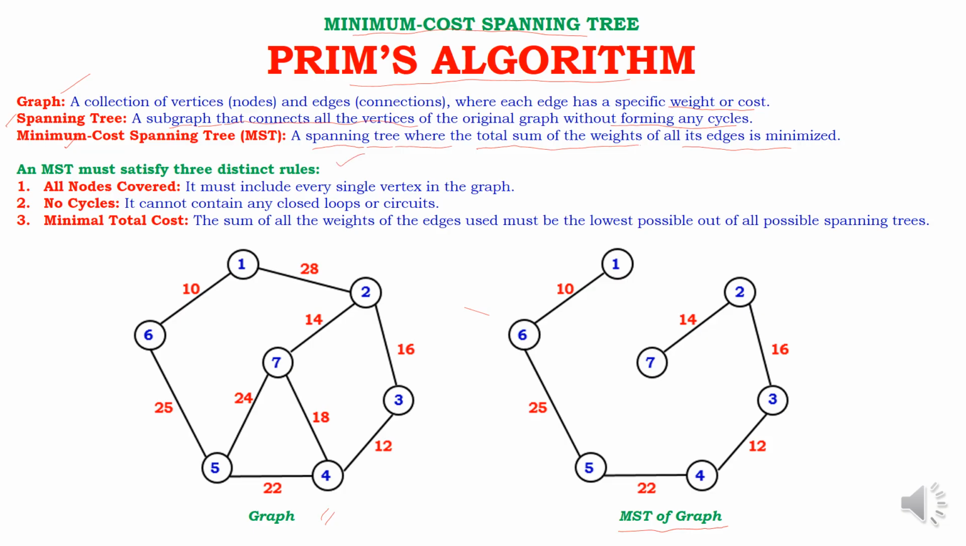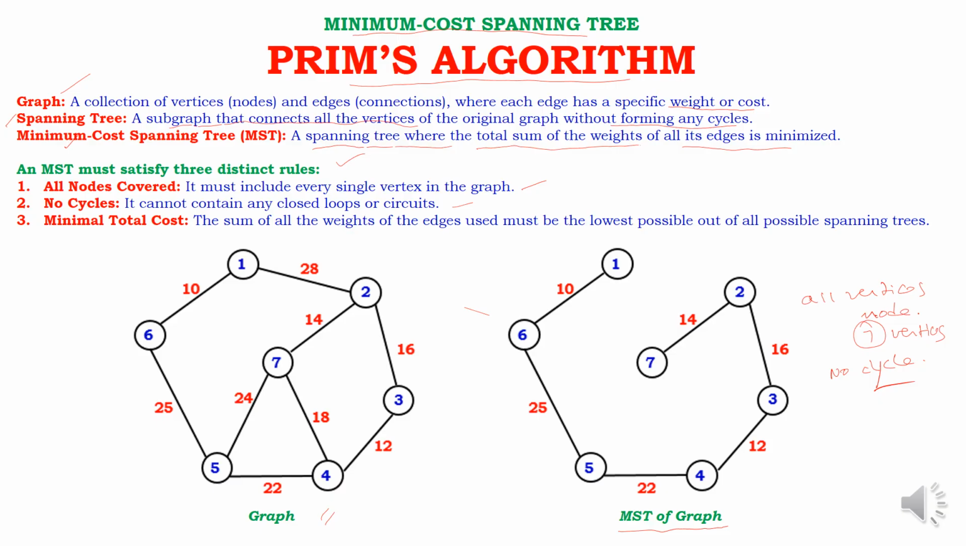All nodes covered. This figure shows the minimum cost spanning tree. It contains all vertices or nodes. Where the graph contains 7 vertices, here also it contains 7 vertices. Then second one, there are no cycles. It cannot contain any closed loop or circuit. Here also there is no cycle.